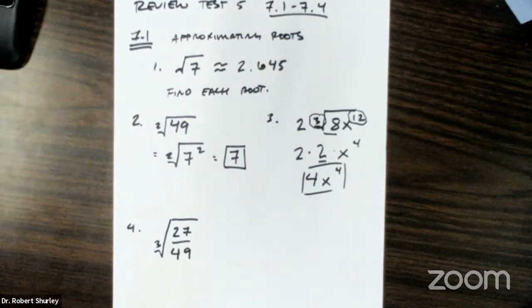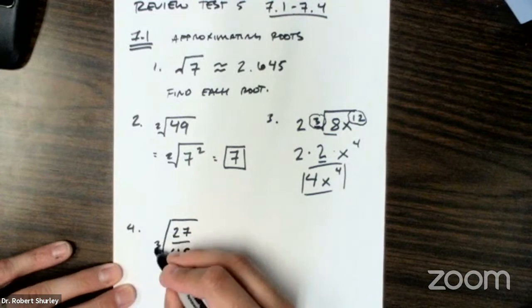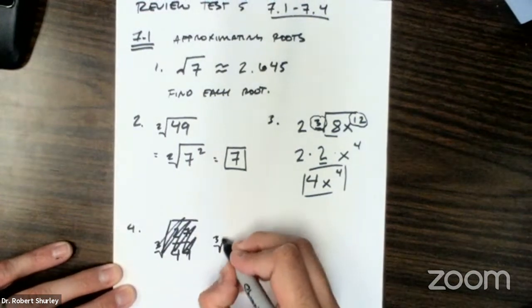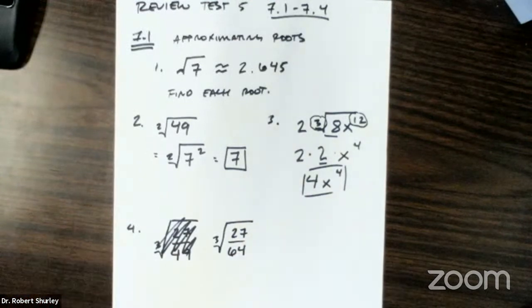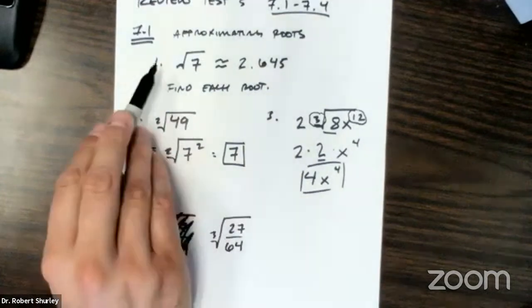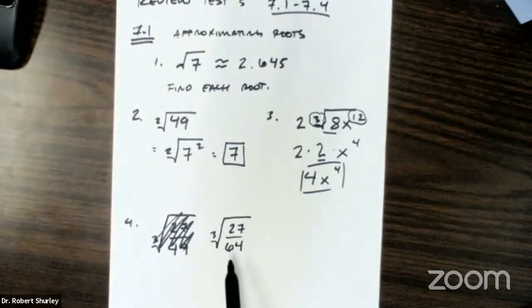Wait, is that cube root? No, that's 64, guys. Hold on. Cube root of 27 over 64. This is like number 28 in your homework, okay, from 7.1. So the cube root of 27 over 64.